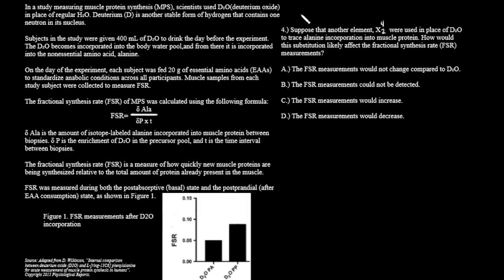Question number 4. It says suppose that another element, X, with a superscript of 4 and a subscript of 2, were used in place of D2O to trace alanine incorporation into muscle protein. How would this substitution likely affect the fractional synthesis rate FSR measurements?